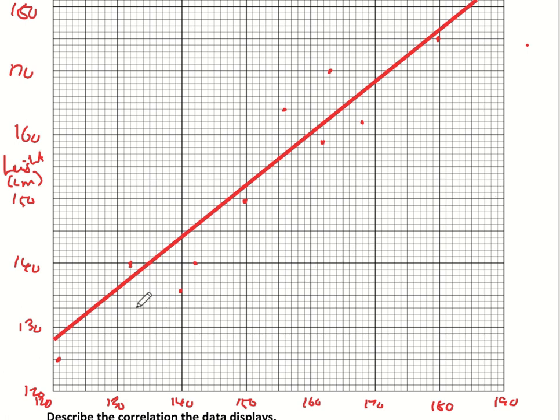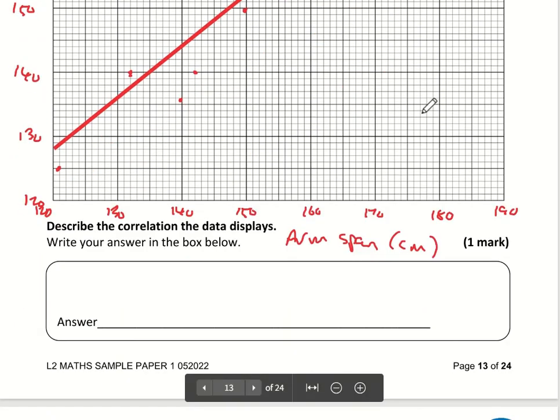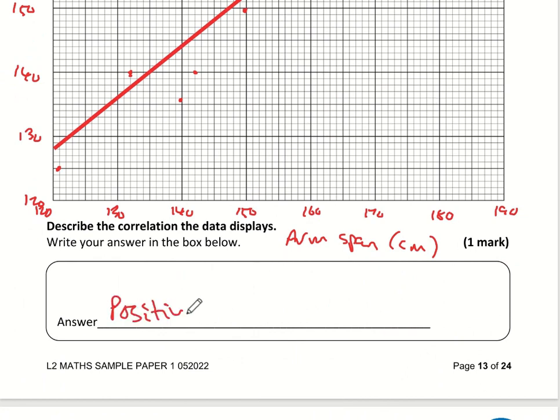Now the fact that we can draw a line of best fit, you can see that the dots are all relatively close to the line. That proves that there is correlation. And because the line is going up, we can say that the correlation is positive. So positive correlation, and in the context of the question, that means as your arm span increases, so does your height.